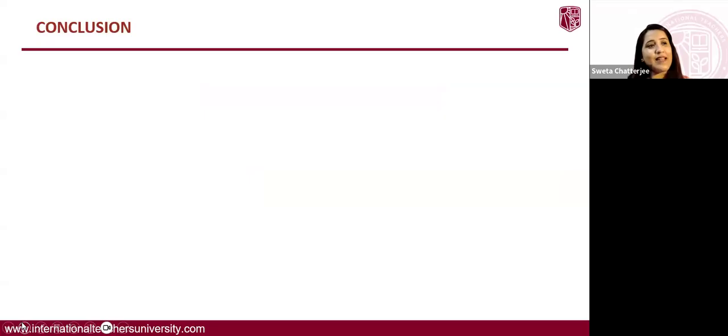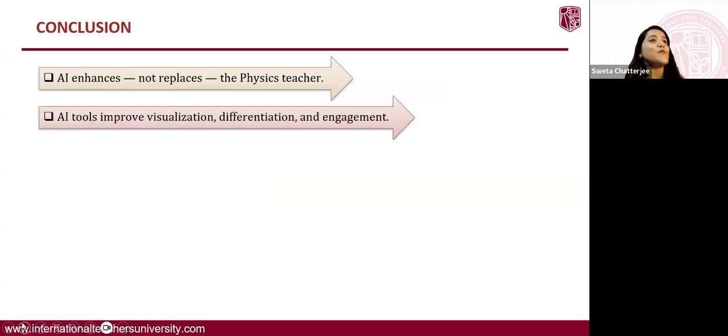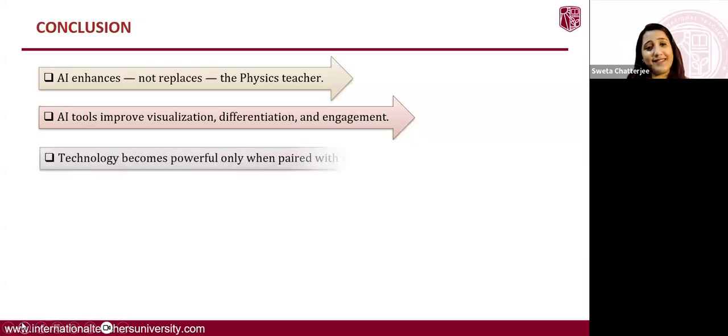As I conclude today's masterclass, let us return to the key ideas of this session. AI enhances, not replaces, the physics teacher. So our jobs are not going to be over. Our expertise, judgment, and human connection definitely remain central. AI improves visualization, supports differentiation, as I said so many times, and it can increase student engagement. As I said, today's children are very impatient, so we always need to keep them engaged. That is where AI helps us.